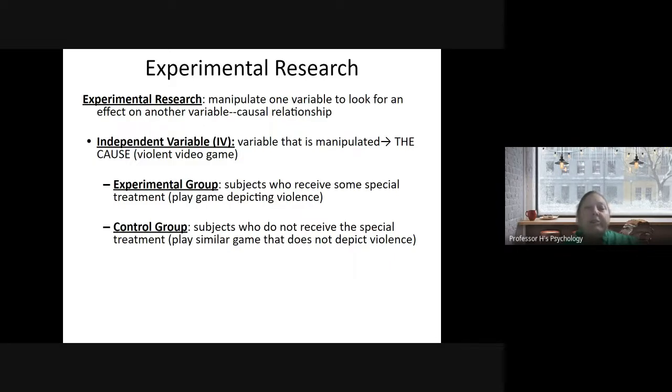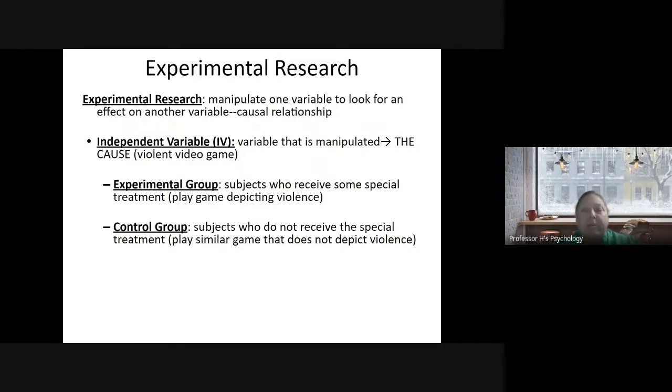Our experimental research is going to hopefully show us if there is a causal relationship between our two types of variables. We're going to have an independent variable and a dependent variable. We'll look at the dependent variable on a different slide. The independent variable is the variable that is manipulated. It is something that we would consider to be the cause.